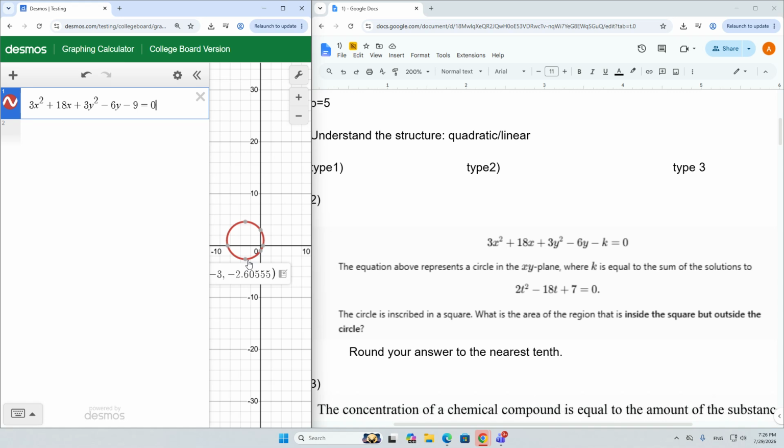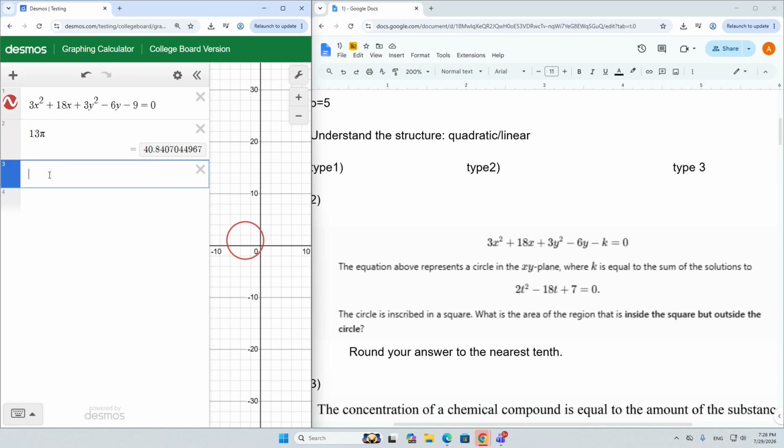We have a circle inscribed in a square, right? Circle inside of the square. So I know that the circle area is pi r squared, right? So r squared is 13. So it's just going to be 13 pi is the area of the circle, right? Now, r squared equals the area of the square, 1/4, right? So I'm going to do 4 of them, so 52. Okay, so it's 52 minus 13 pi, so 11.1519, so 11.2.